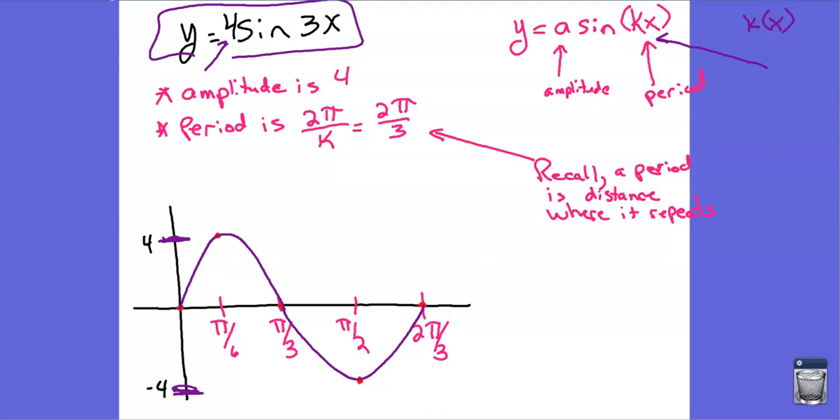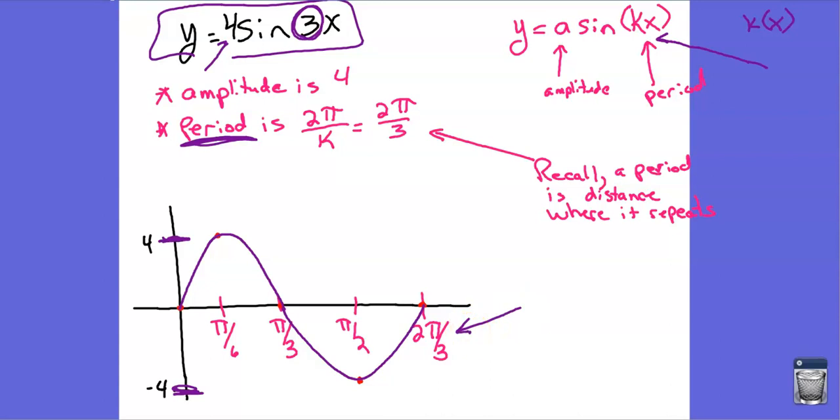So remember, a period normally on the unit circle is 2 pi. So we're going to literally take 2 pi divided by k, whatever we're multiplying that by. And so that's, in this case, 2 pi divided by k would be 2 pi over 3. So it's going to repeat itself from 0 to 2 pi over 3. So notice I'm going to end the cycle or start a new one like right after 2 pi over 3.